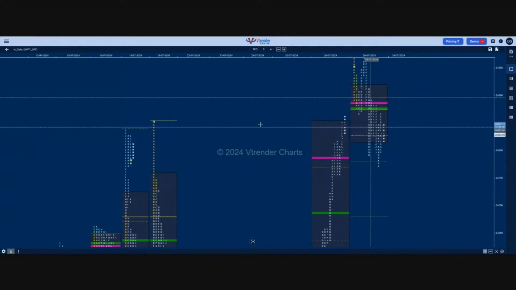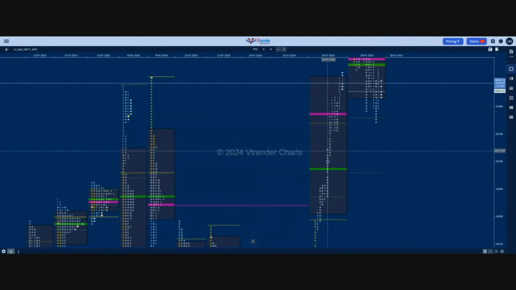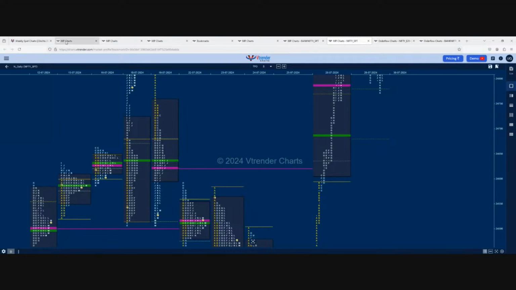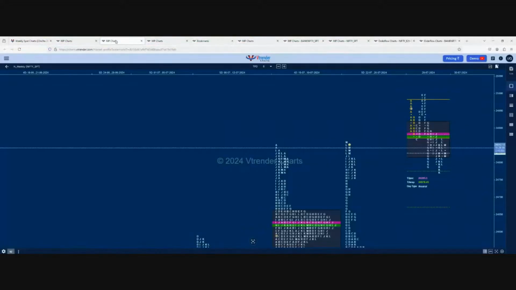On the downside, if we sustain below this POC, then that will show weakness in Nifty, and we should be testing these trend day references of this Friday's profile. So that is as far as the Nifty spot is concerned. We will update the hypos here at the end of day today, so you will have them ready for tomorrow's session and you can accordingly look to trade the setups.